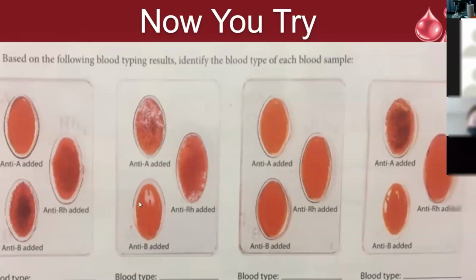How about this one? What do you think? Which one's clumped? A and RH. So this one is A positive. How about this one, number 3? Anything clumped? No. So O, because nothing clumped, negative, because no RH. And in this one? Yeah. A negative. A clumped, but the RH did not. Okay. So that's what we're going to do in the lab.